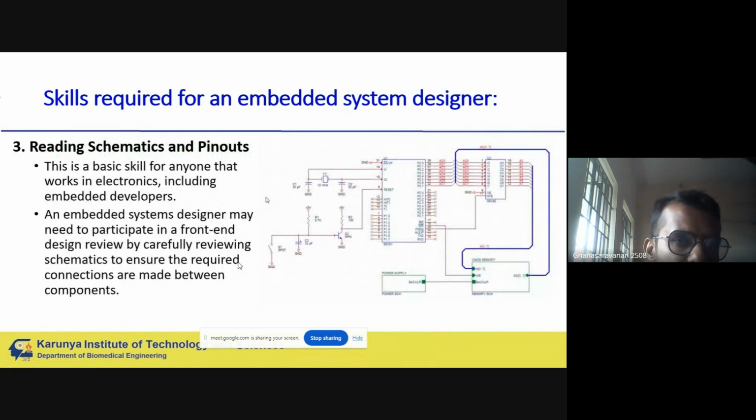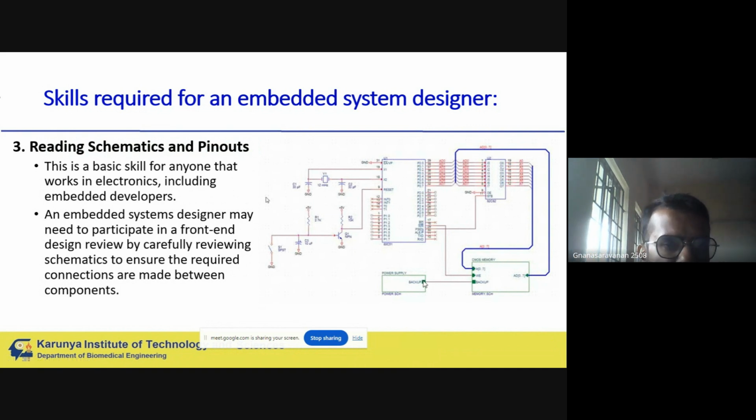Similarly, this is also a very mandatory one, to read and interpret the data from the schematic. Schematic means the circuit diagram. So that is more important. There is a meaning for the red line, blue line, green line, and all these things. So we need to interpret the data. Only then can we carefully review, and then make changes, upgrade, or do whatever is required. So this skill is very much important.